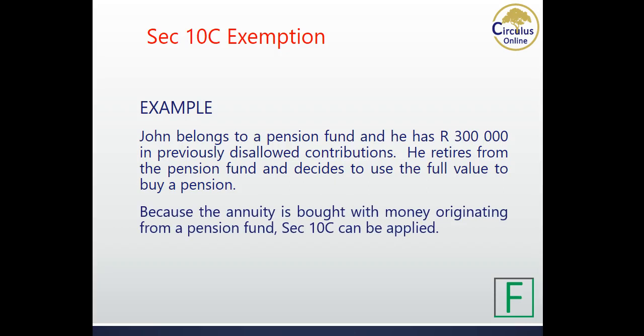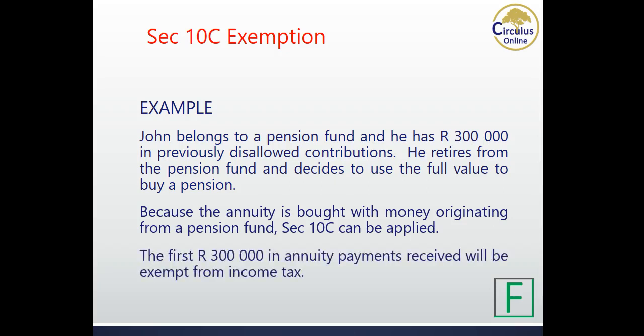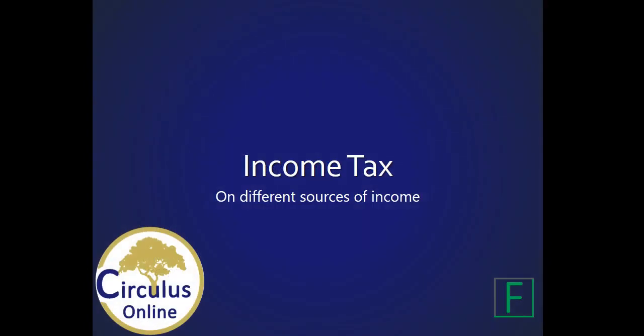Because the annuity is bought with money originating from a pension fund, Section 10C can be applied. And therefore, the first 300,000 in annuity payments that he's going to receive will be exempt, because he can deduct the 300,000 from whatever pension he's receiving. So for the first 300,000, as soon as he's received 300,000, then anything above that might then be taxable again. Alrighty, so that is the excess rollover contributions.